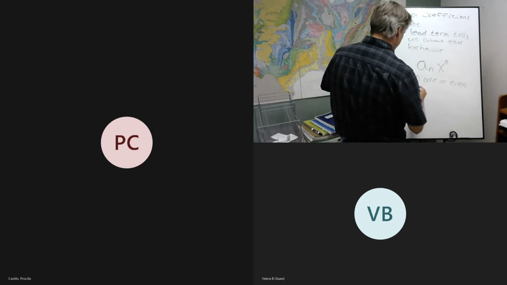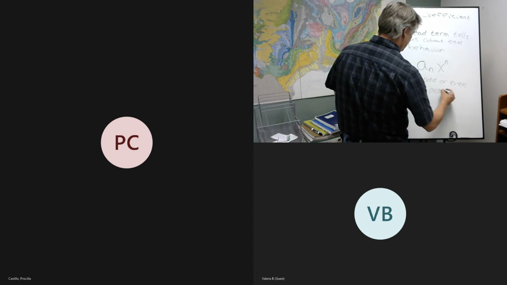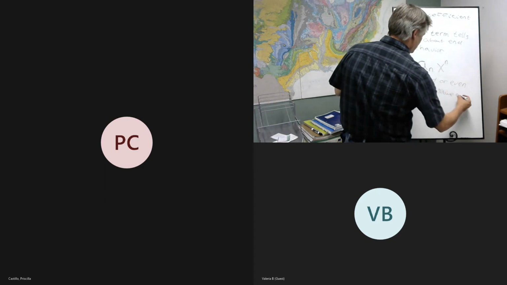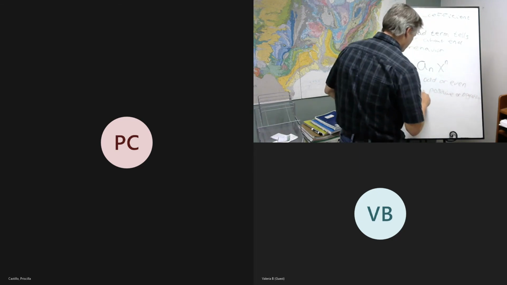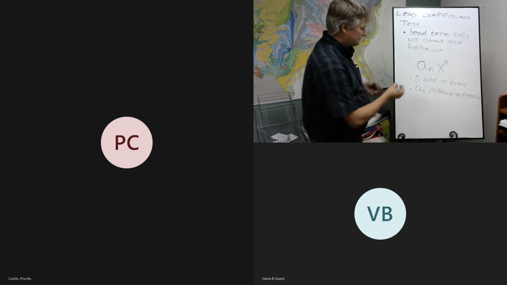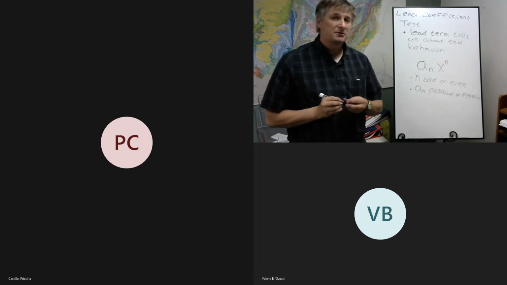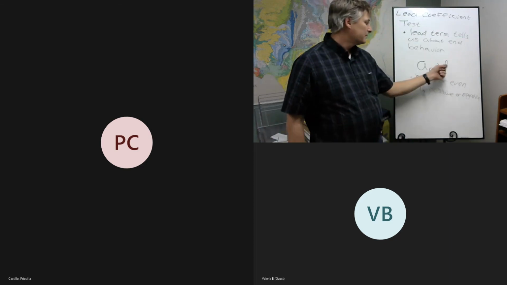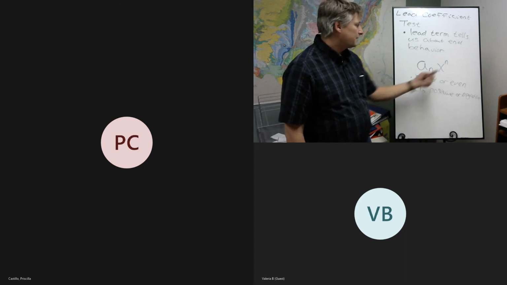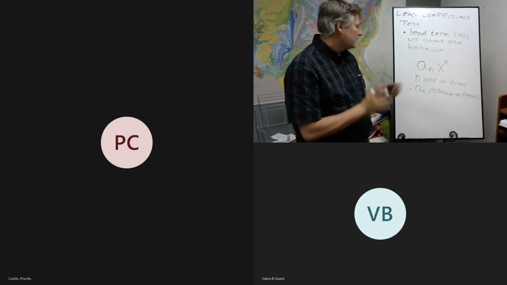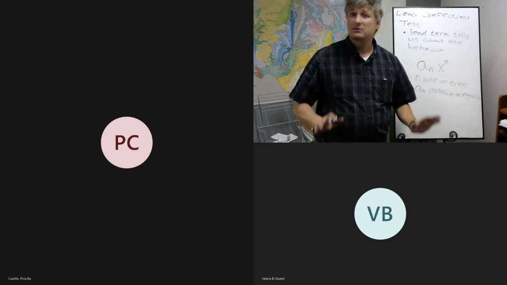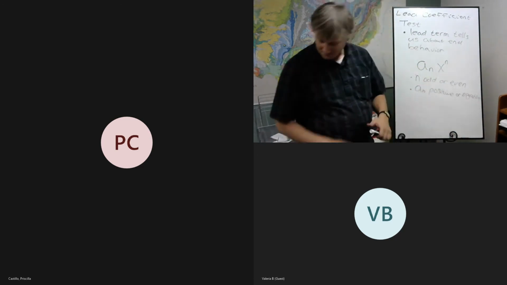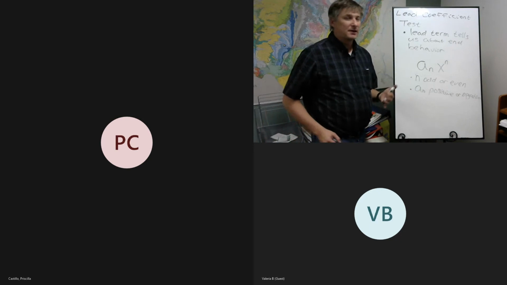Finally, is a to the n positive or negative? So the two things we're going to consider: even or odd, positive or negative. Now this will always be positive. This here could be even or odd, that doesn't matter. It's only if it's positive or negative. So how does this break down?